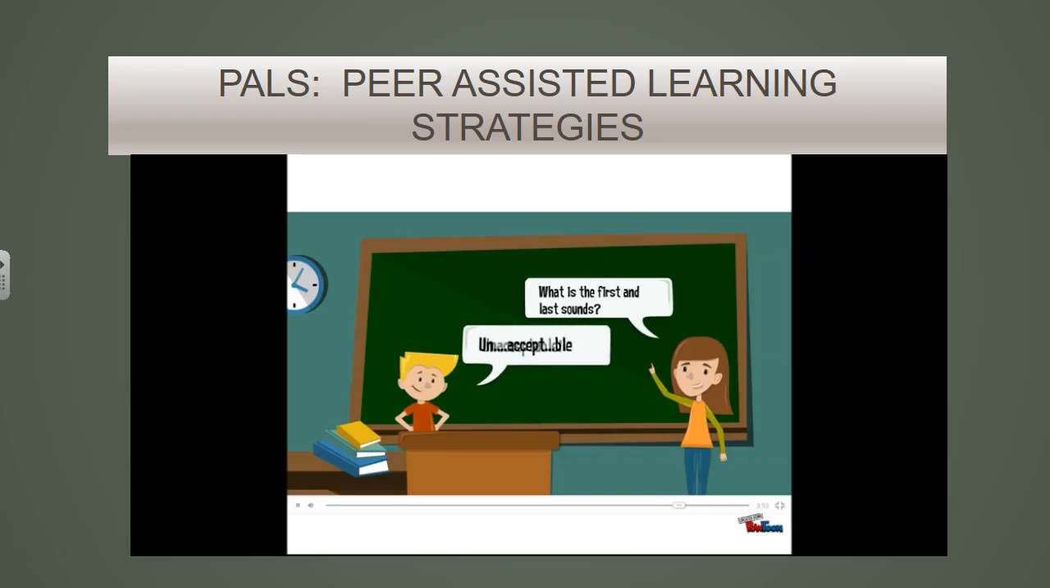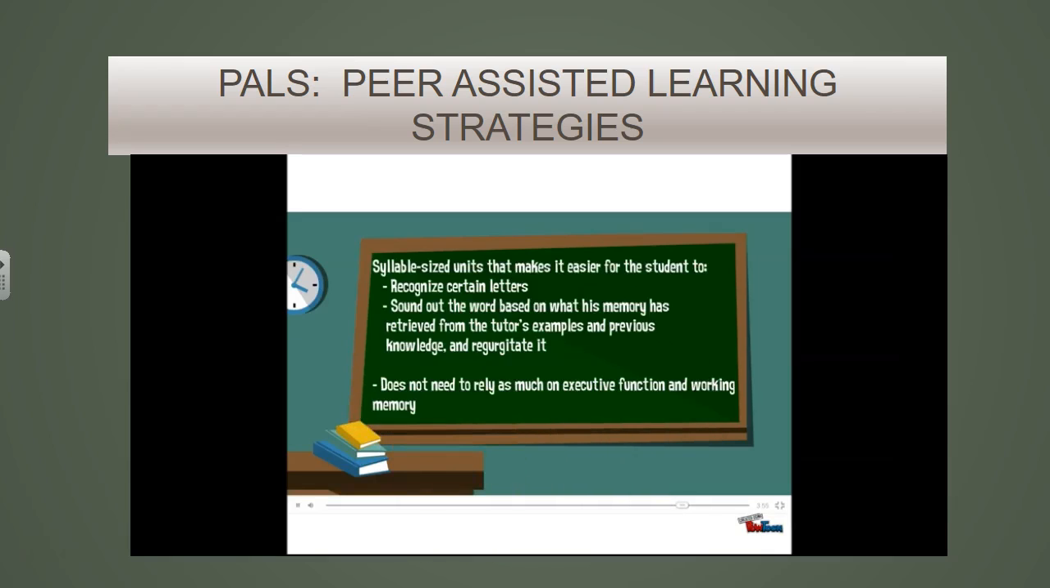Unacceptable. Unacceptable is broken down into a syllable-sized unit that makes it easier for the student to recognize certain letters and to sound out the words based on what his memory has retrieved from the tutor's examples and previous knowledge and regurgitated. Billy, therefore, does not need to rely as much on his executive functioning and working memory.